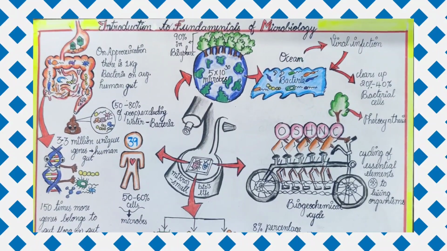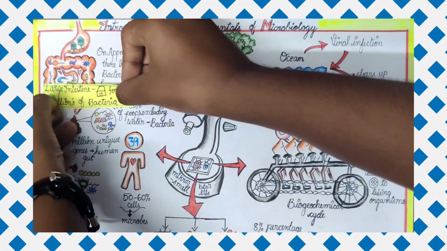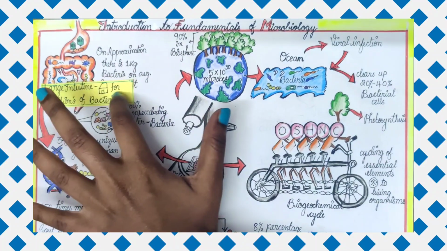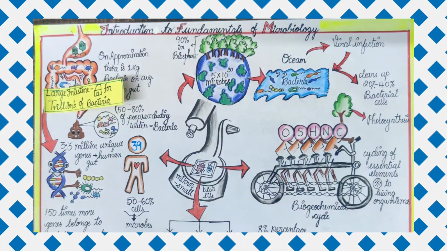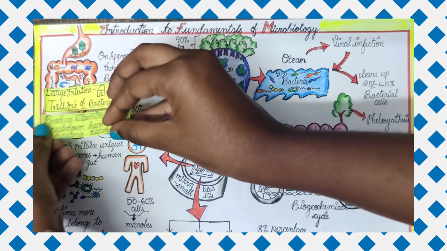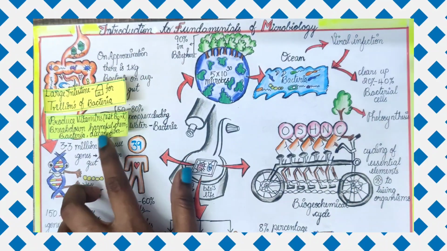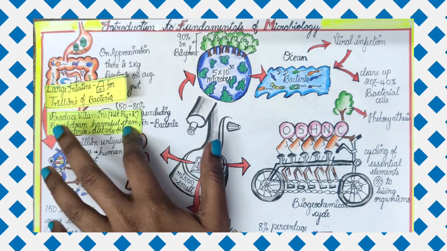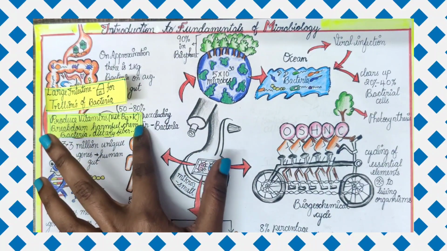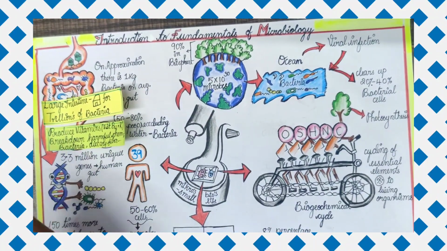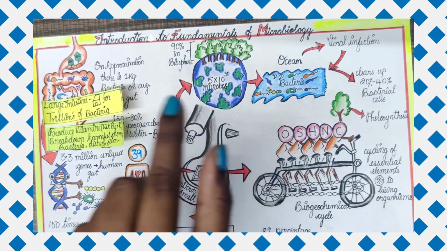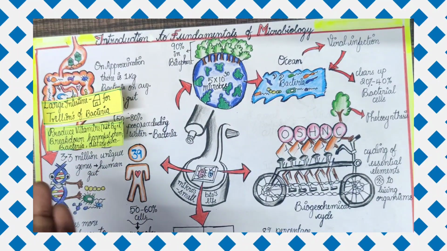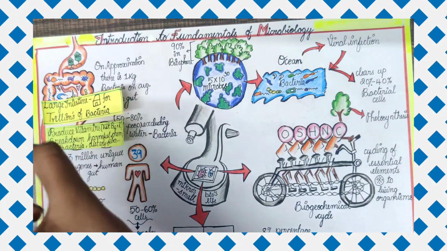In our GI tract, our large intestine is the home for trillions of bacteria. These bacteria are very friendly. They do many things for us, like they produce vitamins, such as vitamin B and vitamin K, and they help in the breakdown of harmful chemicals, and even destroy harmful bacteria. Then they help in the digestion of dietary fibers.